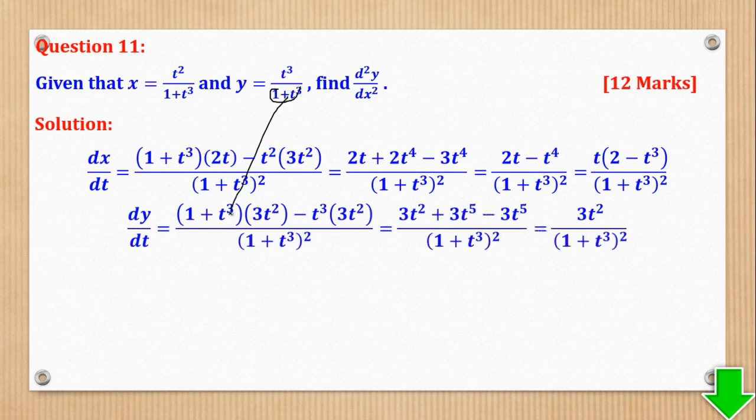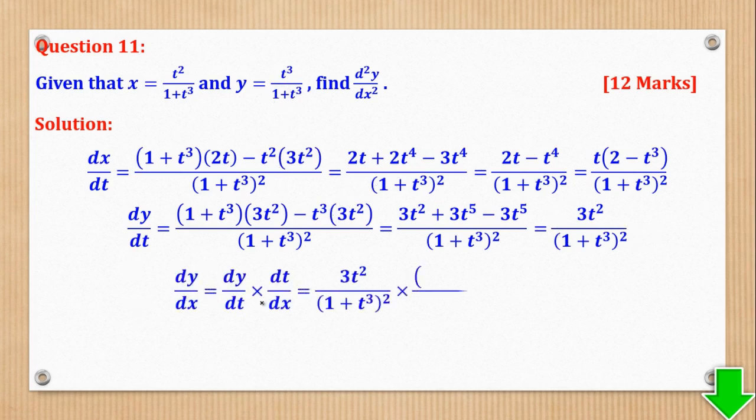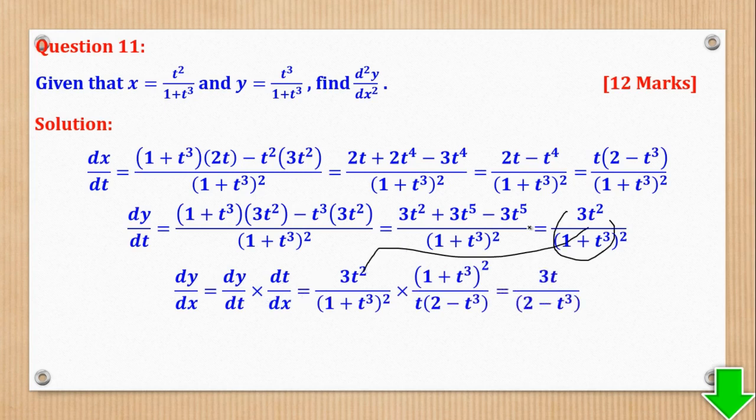Then for dy dt, still do the same. Keep this one constant, differentiate this, minus, keep this one constant, differentiate this. Everything divided by denominator squared. Open brackets and simplify. Then dy dx will use chain rule, dy dt times dt dx. dy dt is here. dt dx is the reciprocal of this. So this cancels. Then 1 t cancels. You remain with 3t over t minus 2 minus t cubed.